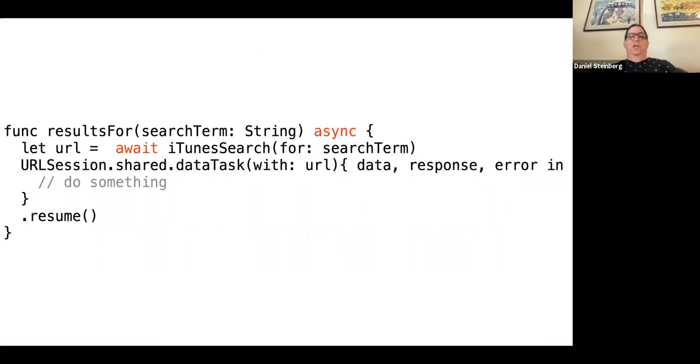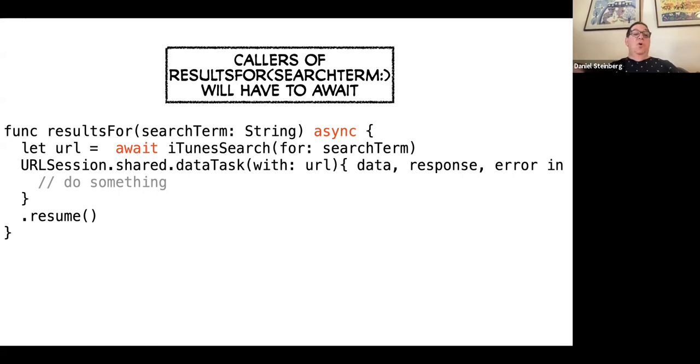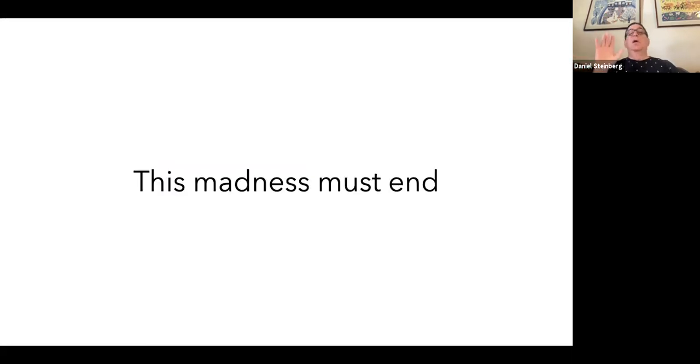Oh, this is different and interesting. Results for doesn't return anything. And yet I've still labeled it as asynchronous because if you call it, you're going to have to wait. So even a method that doesn't return anything can be async, including an init. You can have an init that is async because you're doing work inside of that is going to require waiting. So if you call results for, now you'd have to await. So at some point you have to stop, just like we stopped with a do, try, catch. That's how we stopped our errors.